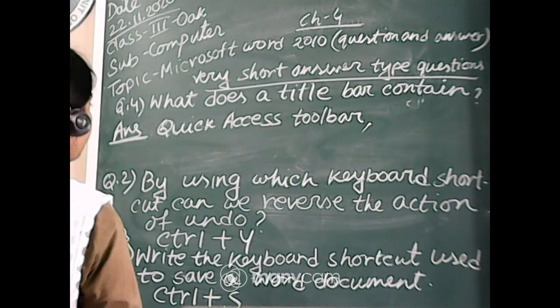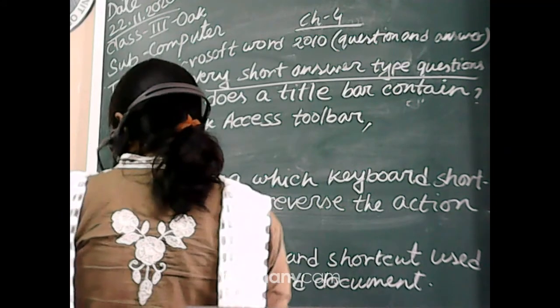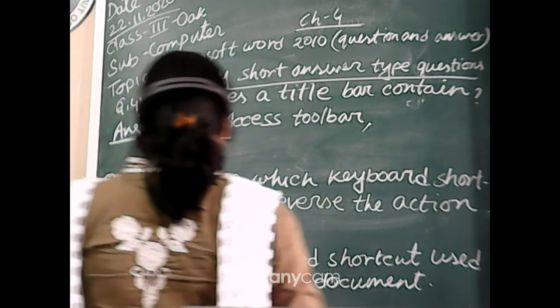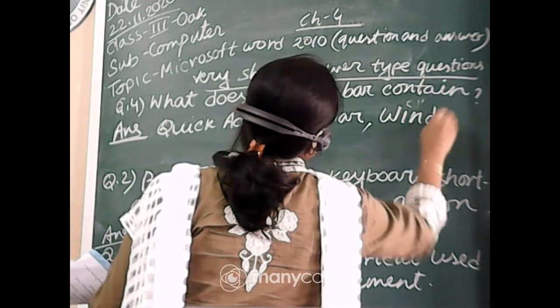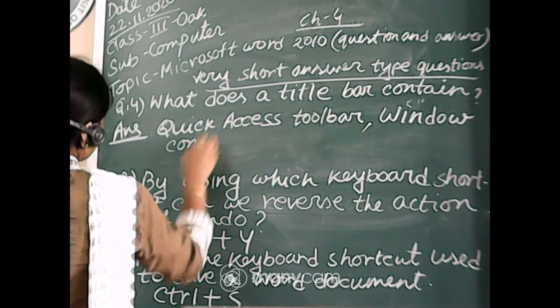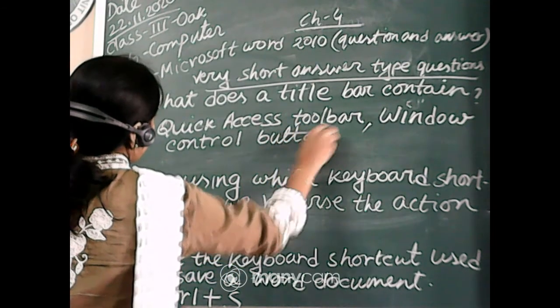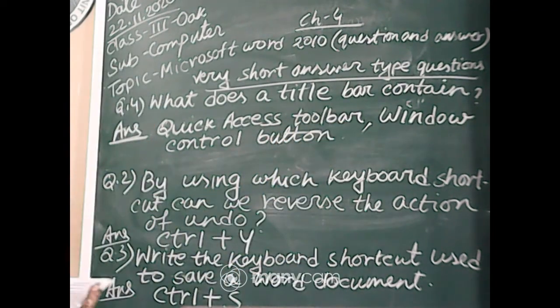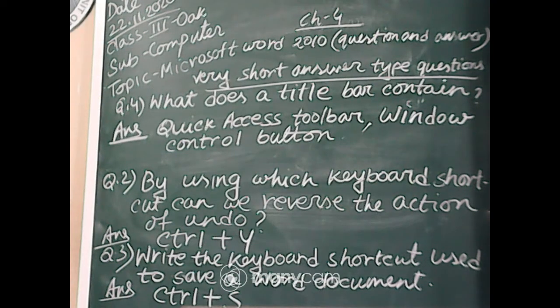What does a title bar contain? In the title bar, on the left side we can see the quick access toolbar and on the right the window control button. Window control button means minimize, maximize, close. These are called window control button. Okay.